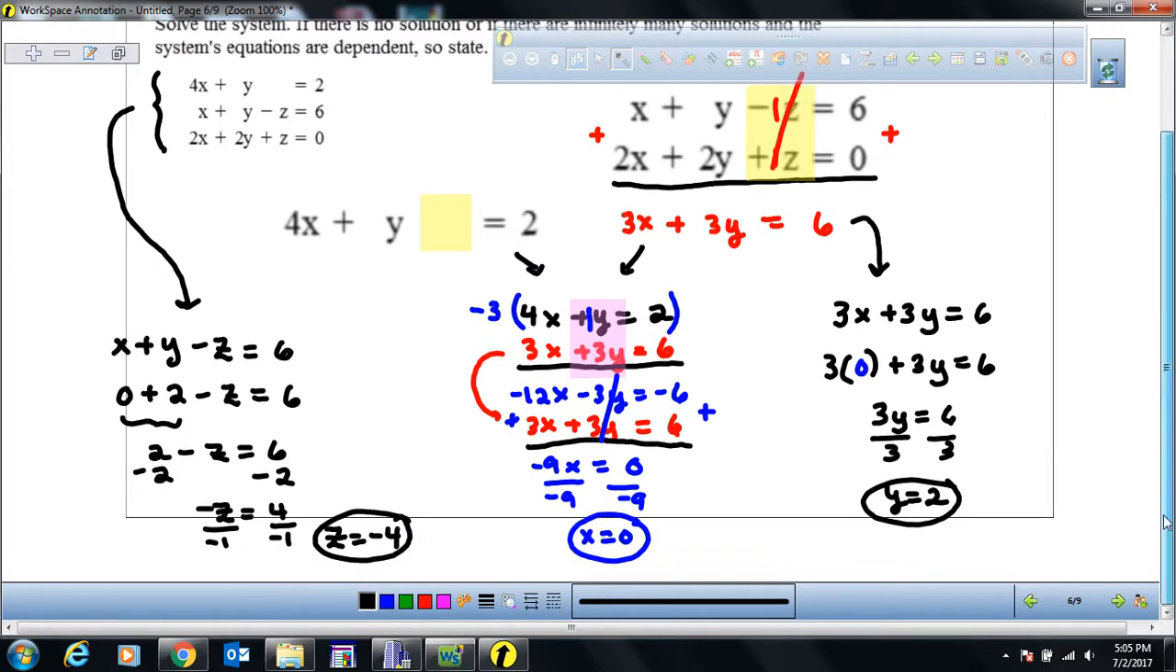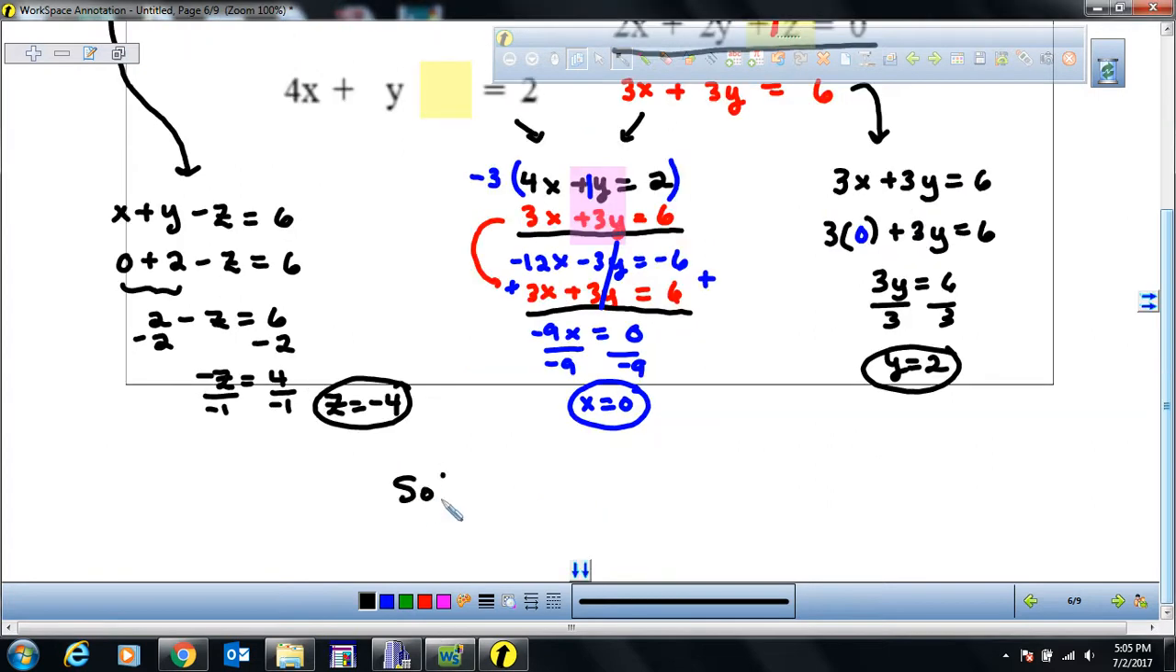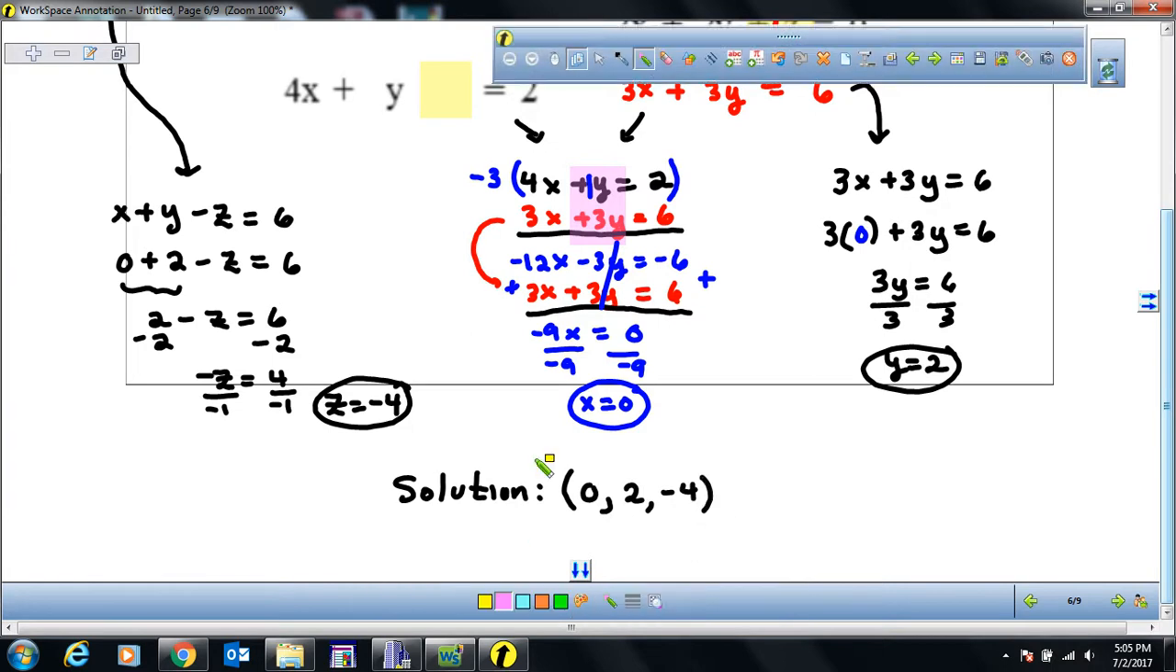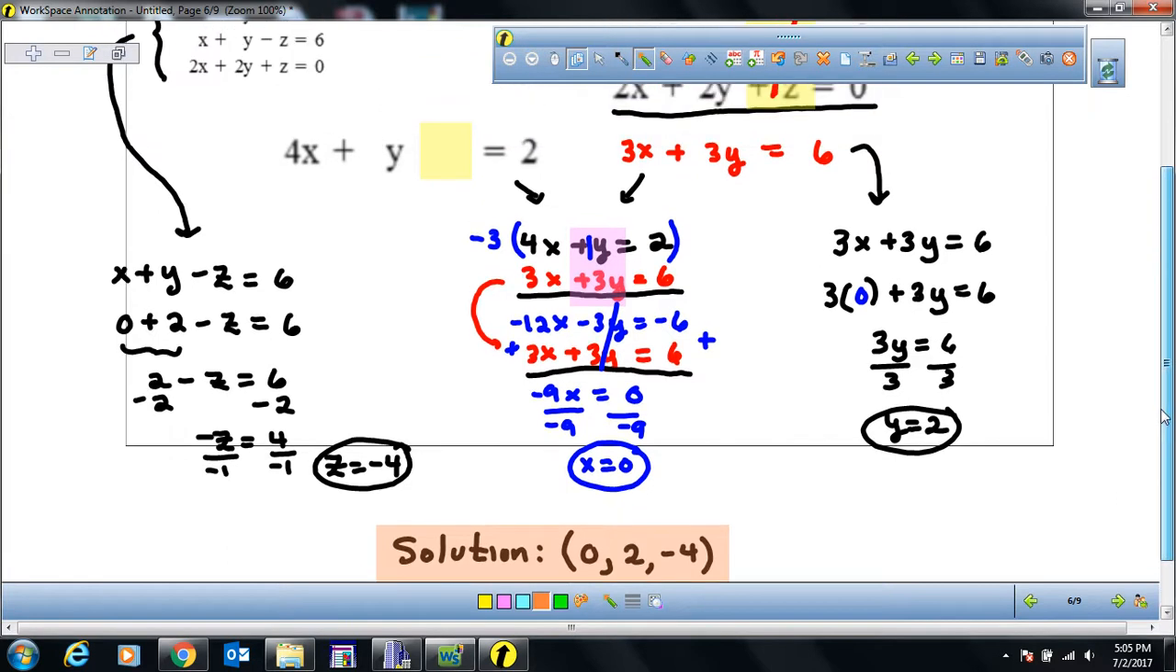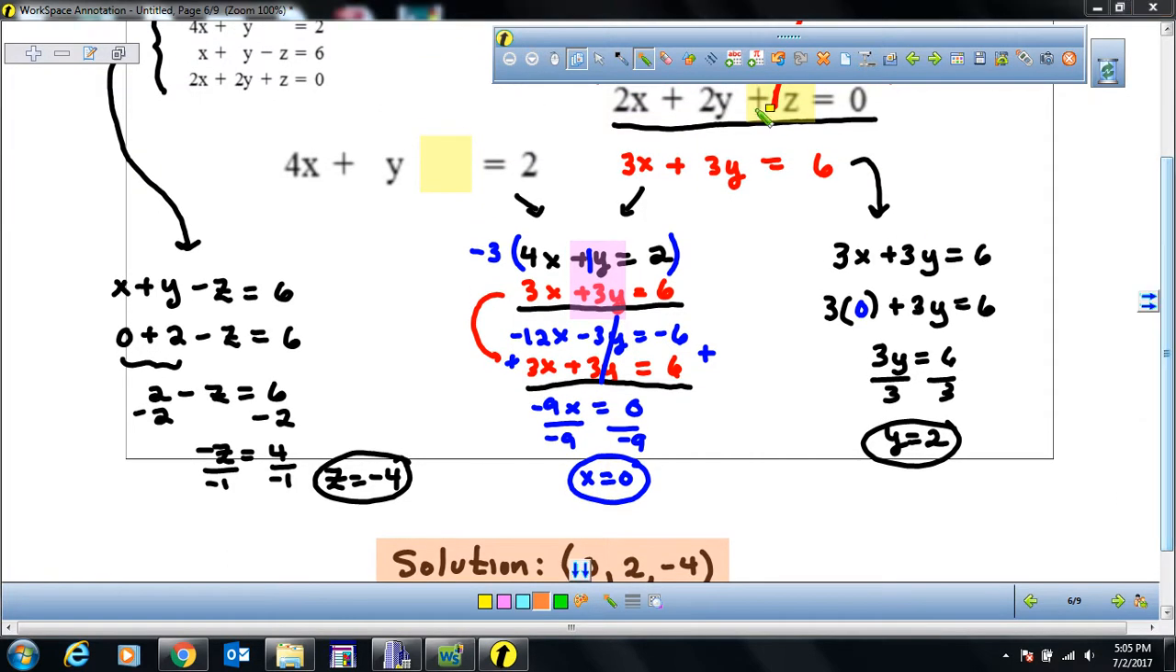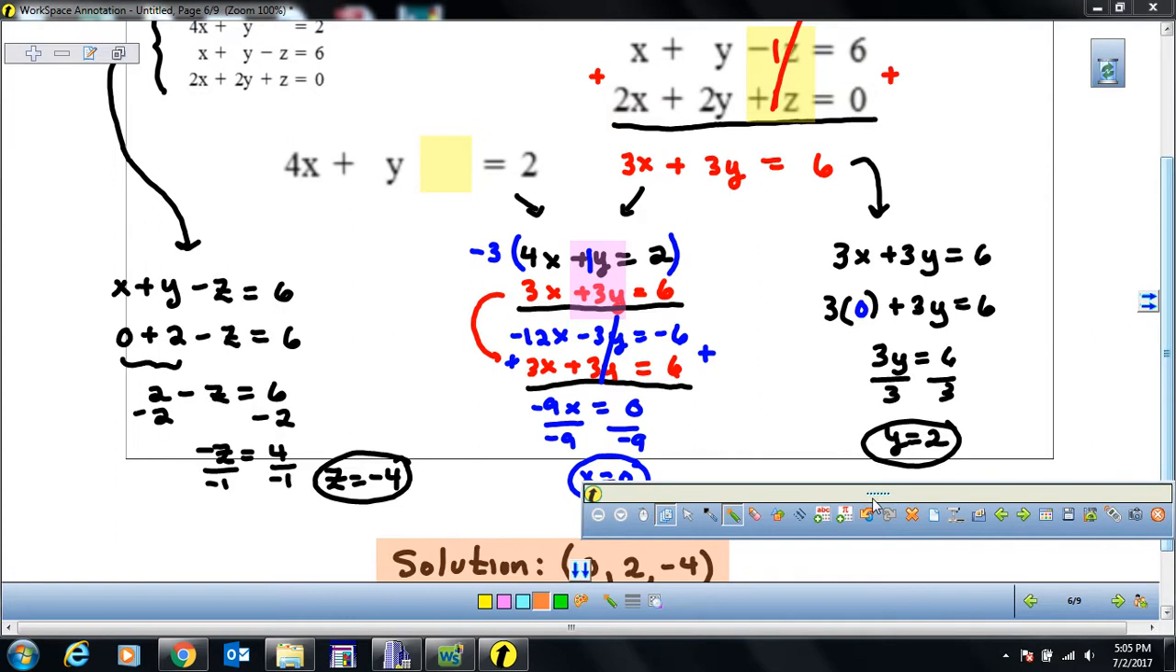And we finished the solution in this problem. We can write it out. The solution for this system of equations will be the ordered triple, 0, 2, negative 4. And that completes this problem. If you want again to check the solution of this system, remember that you can always go back and substitute this triple back into all the original equations to see if it gives you a true statement or not.